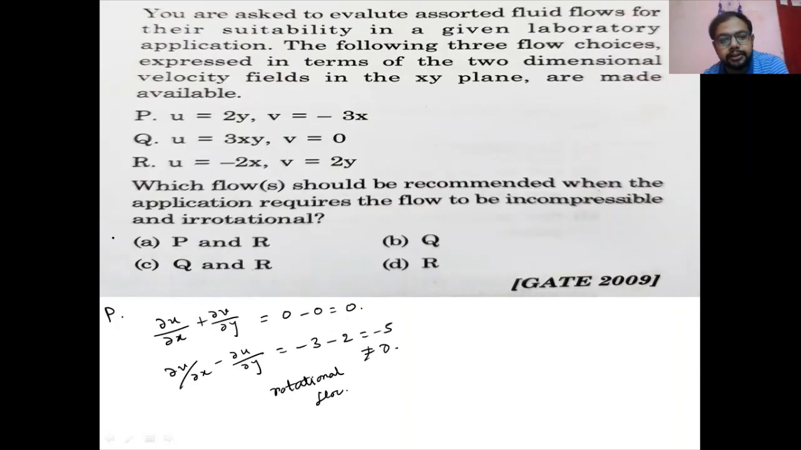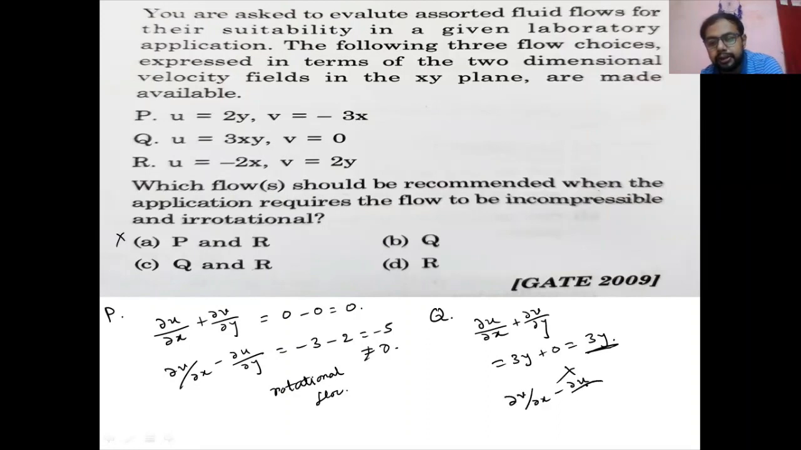So this option also cut. So A cut. So C and D. So Q you have to verify. In the case of the Q, du dx plus dv dy. If you do this, it is coming 3y plus 0. So it is not an incompressible flow. It is not an incompressible flow. And not a, so it is not valid. Not a rotation also. If you try for the rotation, if you do this operation, dv dx minus du dy, it becomes minus dx. So it is not a rotation, it is a compressible and rotational flow. So your answer will be only P.